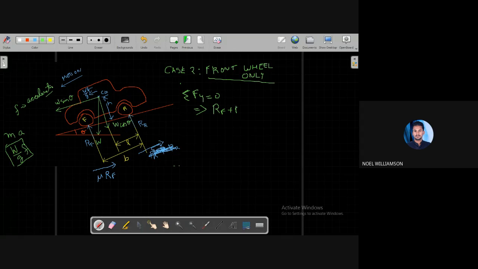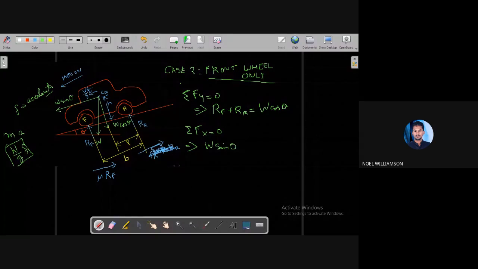RF plus RR equal to W cos theta, same thing. Then sigma fx equal to 0 implies, here instead of mu into RR, it will be mu into RF. That is W sin theta plus W by g into f equal to mu into RF.